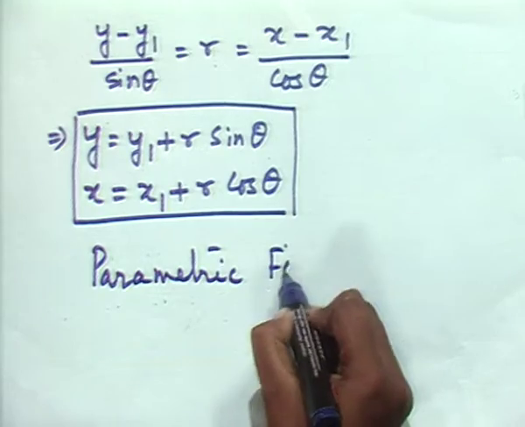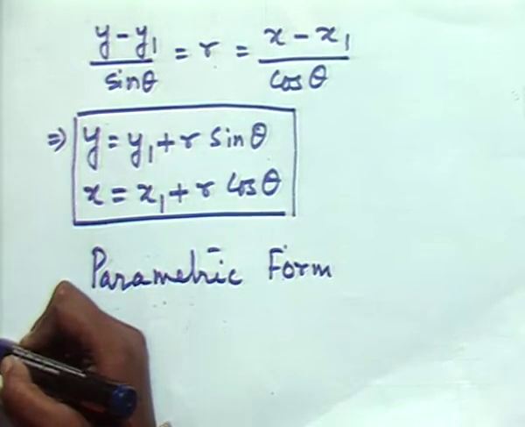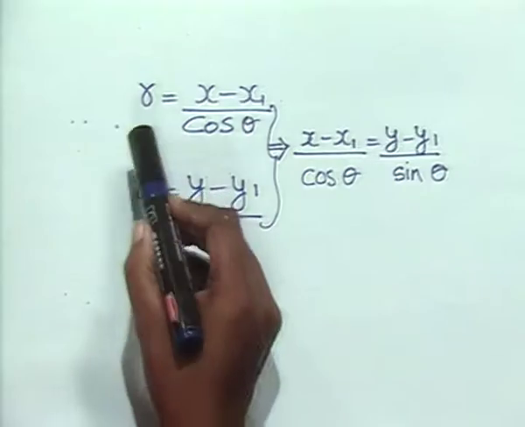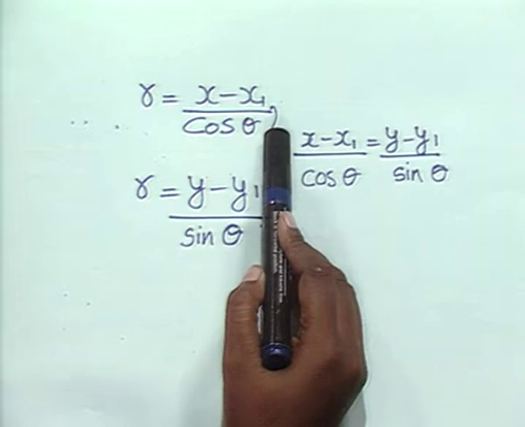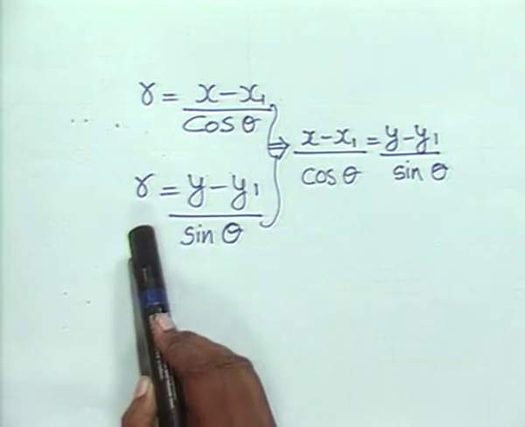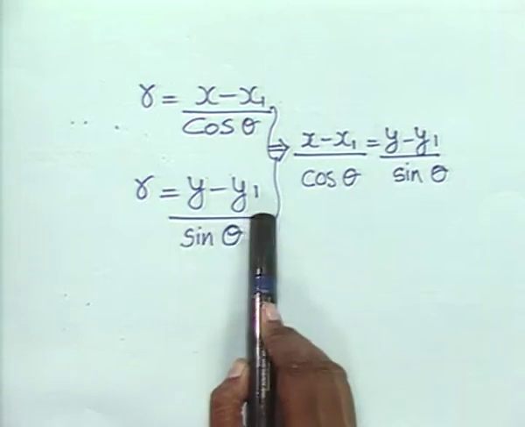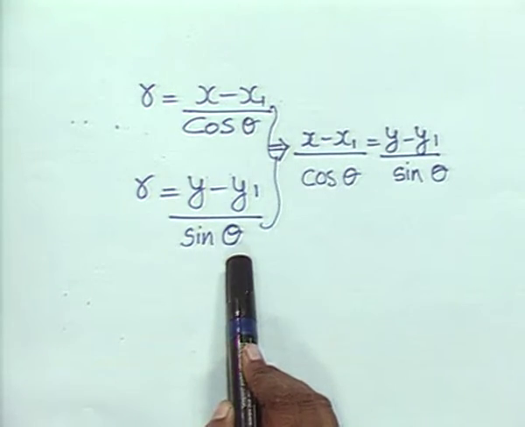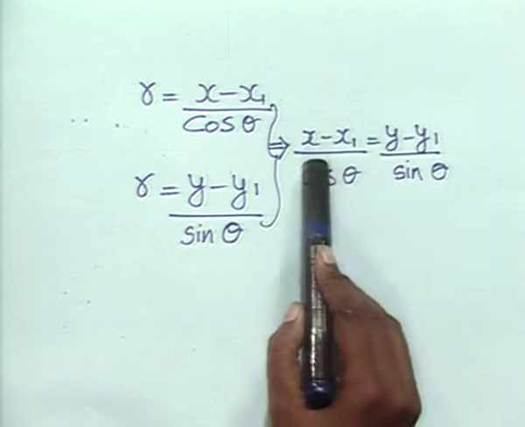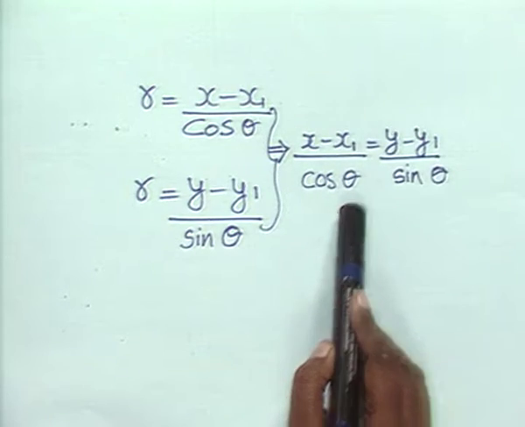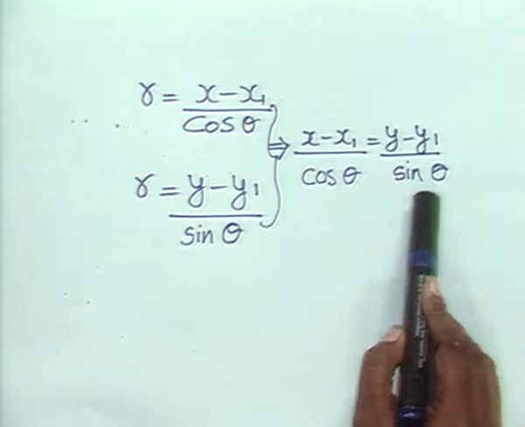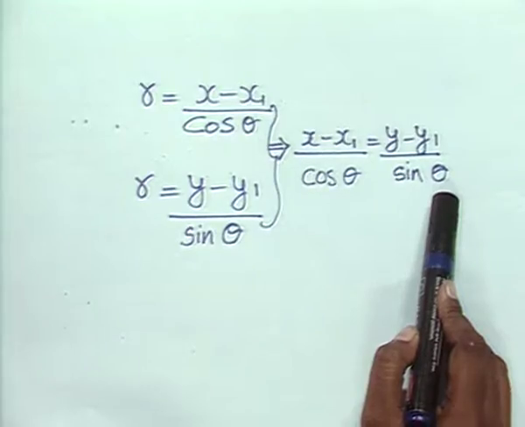This is the parametric form of the equation of a straight line. We can eliminate r and get a relation between x and y. We have r is equal to (x minus x1) upon cos theta, and again we have r is equal to (y minus y1) upon sin theta. From these two equations we have (x minus x1) upon cos theta is equal to (y minus y1) upon sin theta. Now let us take a problem to see the application of this form of equation.